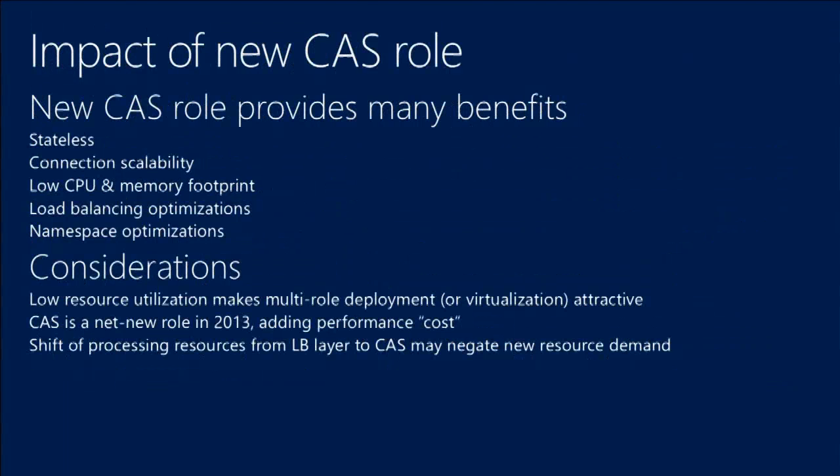So real quickly, CAS role. CAS role, very simple, stateless. Doesn't have a lot of resource requirements. Provides some load balancing optimizations. You could think of CAS as doing some of the work that your layer 7 load balancer did in 2010 in terms of figuring out which mailbox server should be receiving load, rather than having your load balancer manage affinity or state, basically, for incoming connections.